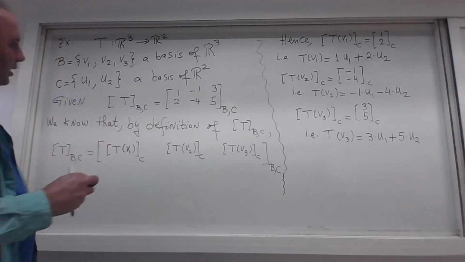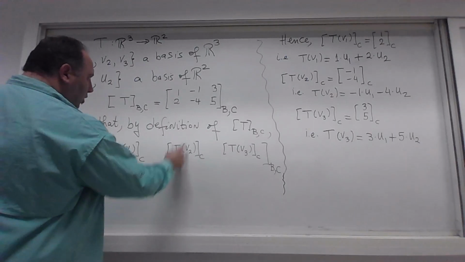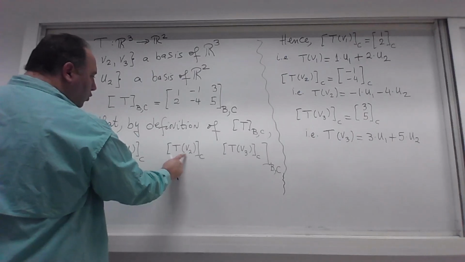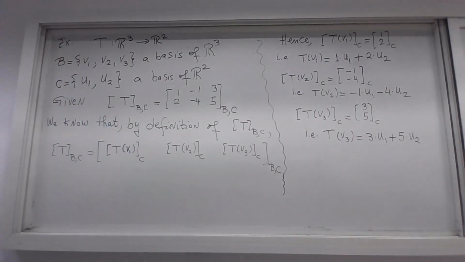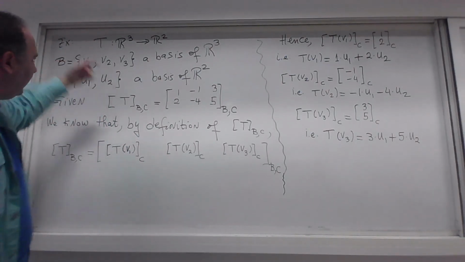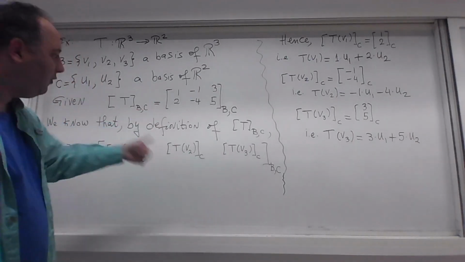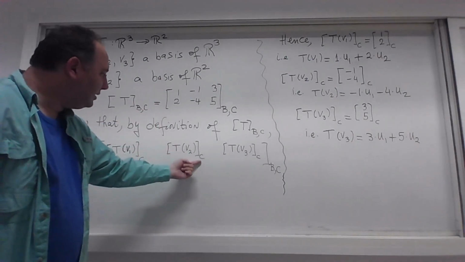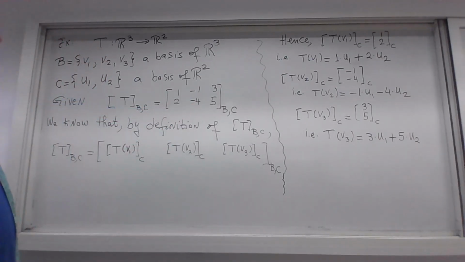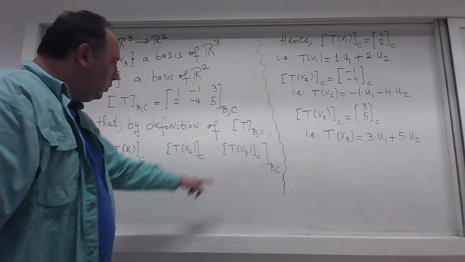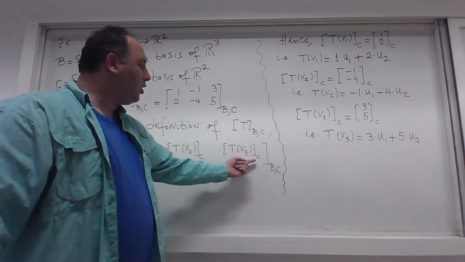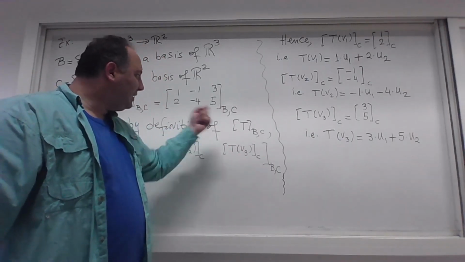Okay, so that's something to remember. This is like understanding what's going on. The second column, so this one here, are the coordinates in basis C of the image of V2 by the linear transformation T. Because we would take T applied to V2, so we get T of V2, and then we find coordinates in basis C. And we put that in the second column. And then for the third column, we take the third basis vector from basis B, we apply T to it, and then we find the coordinates in basis C. That's the meaning of it.